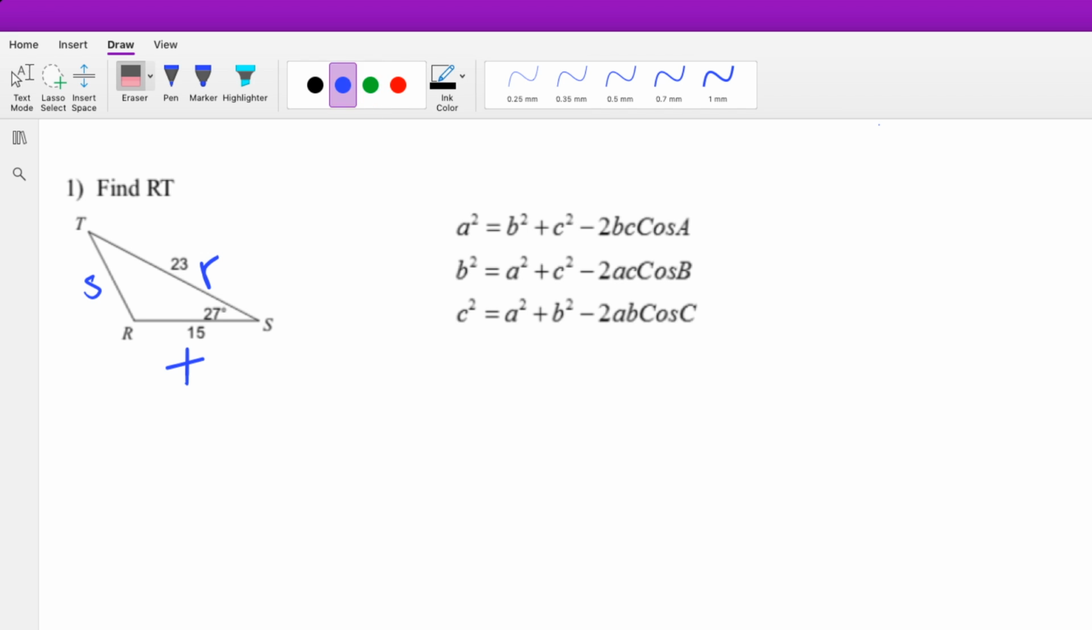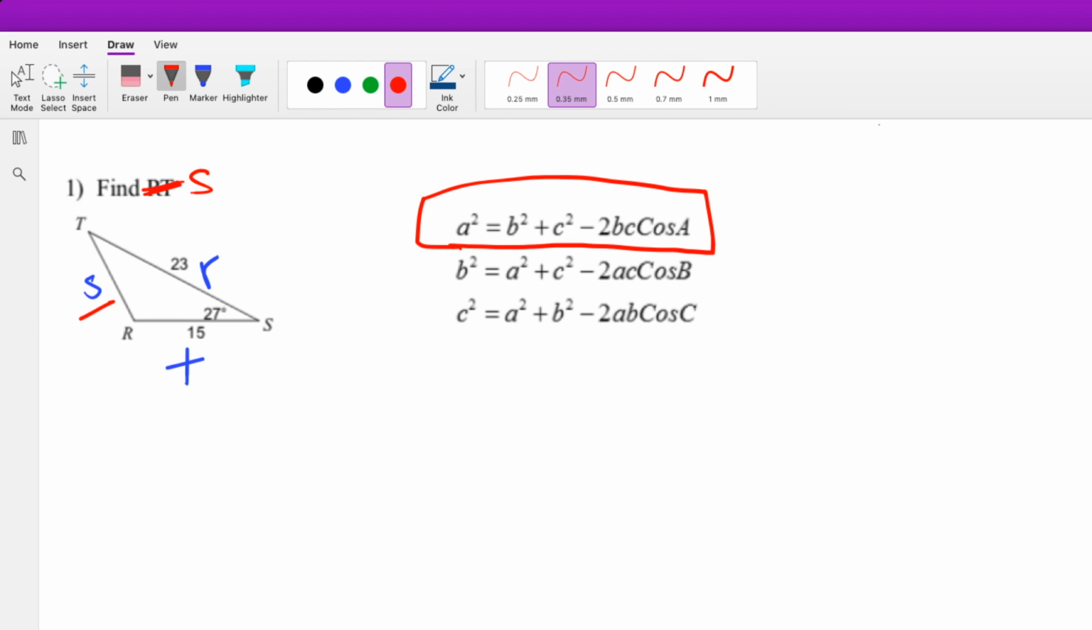So now let's get to actually solving this problem. Now that we have understood the law of cosines, the principles of law of cosines, we're going to find RT. Actually, I said we're not doing that. We're doing S. Now, we can just pick one of these because, like I said, we can just pick one. And that's all we're going to do.